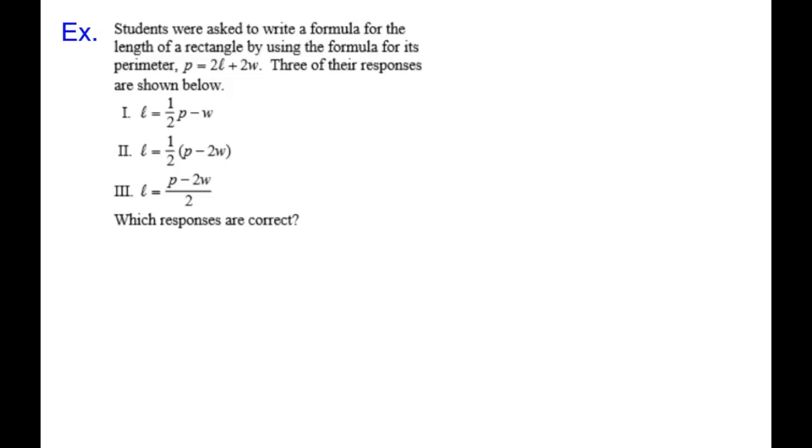Example 3. Students were asked to write a formula for the length of a rectangle by using the formula for its perimeter, P equals 2L plus 2W. The perimeter is equal to 2 times the length plus 2 times the width. Three of their responses are shown below. So we have equation 1, equation 2, and equation 3, just different ways they isolated to get L, the length, by itself. So we want to determine which responses are correct.